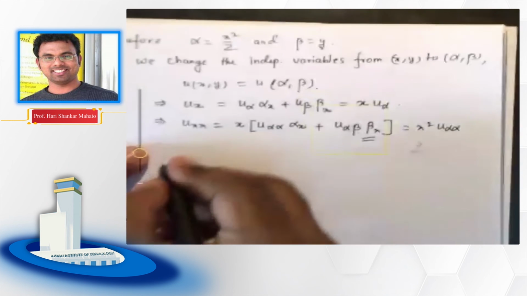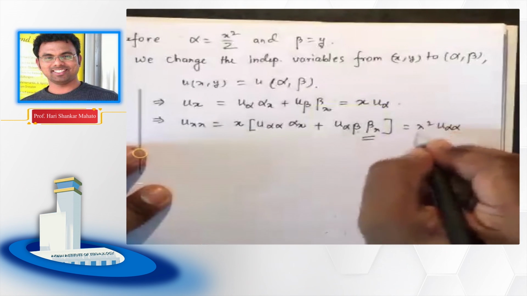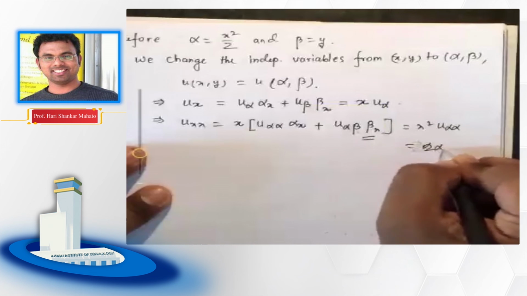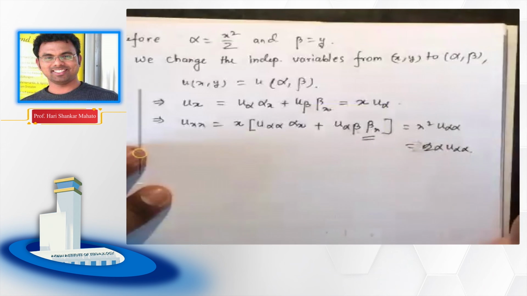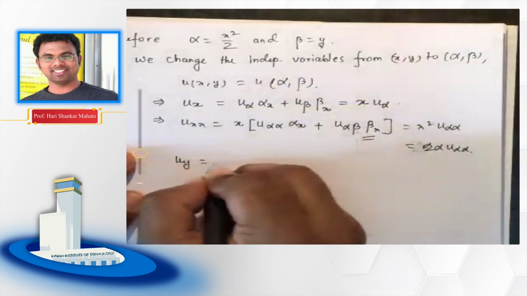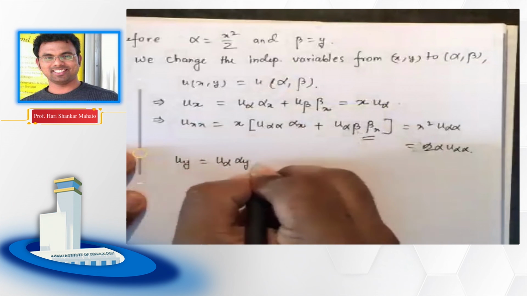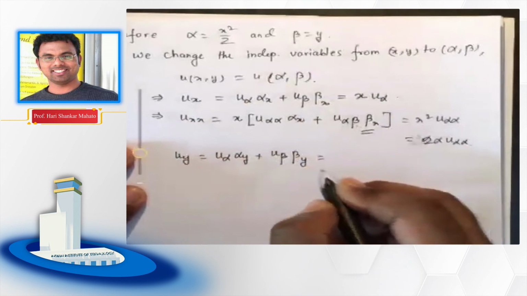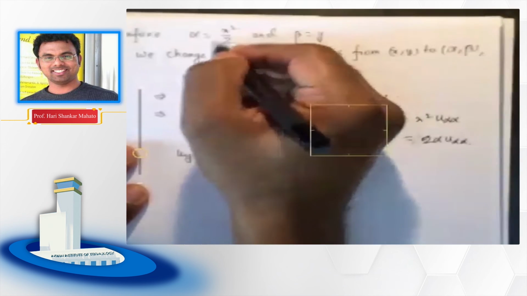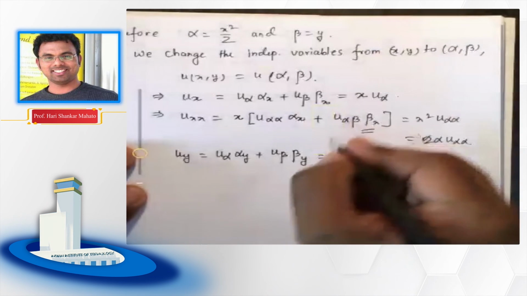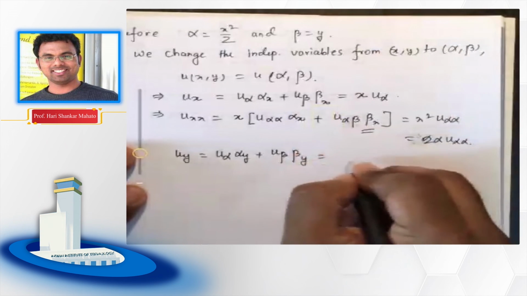Okay. Now, I also know what is my uxx. So this is uxx is 2 alpha u alpha alpha, right? And then I will calculate uy. So uy is again u alpha alpha y plus u beta beta y, which is alpha y. So the partial derivative of alpha with respect to y will become 0 because it is entirely a function of x. Here it will come out to be 1.